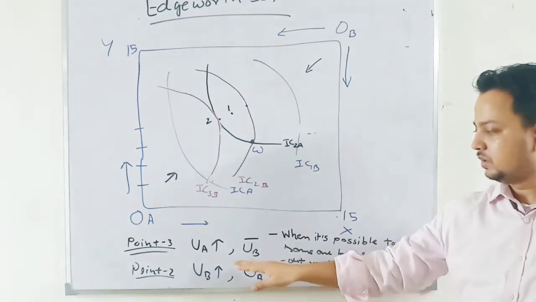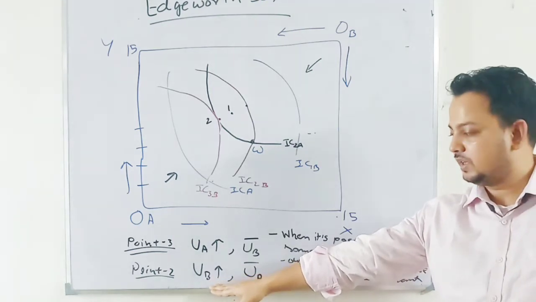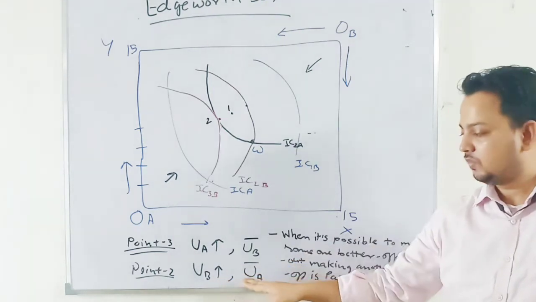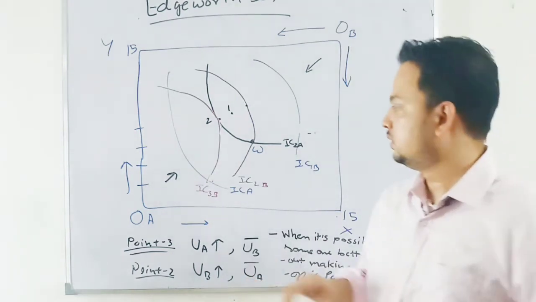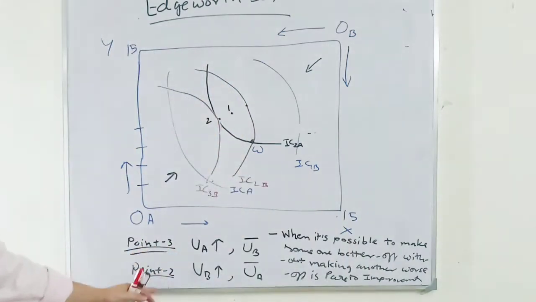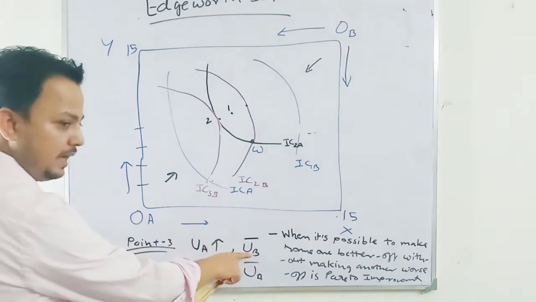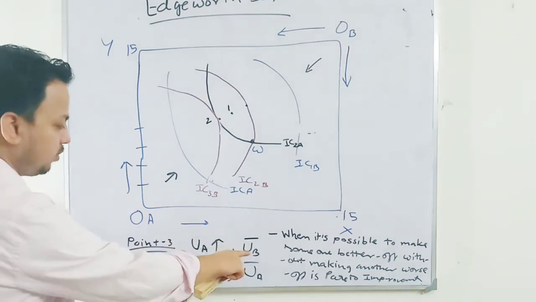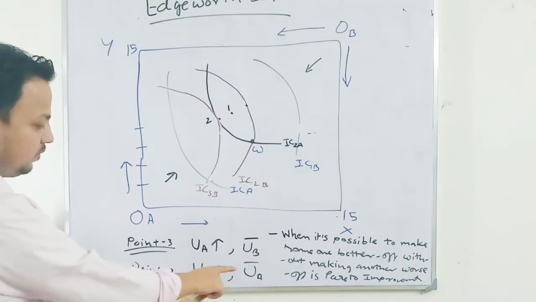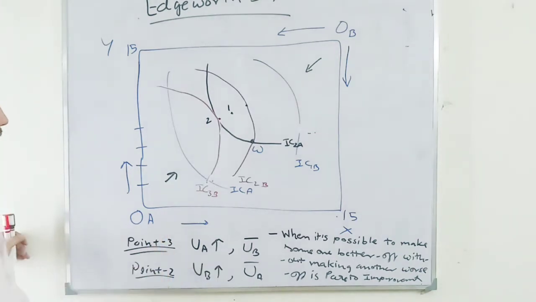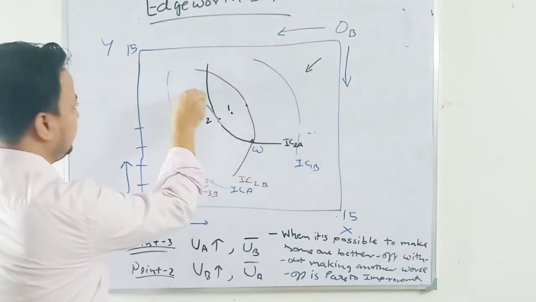So when it is possible to make someone better off, I repeat again, when it is possible to make someone better off without making another worse off, we have Pareto improvement. Now these two aspects are the same. Point number 3, improve the utility of A without any impact on utility of B, and point number 2, improve the utility of B without any impact on utility of A. Now I remove this one. So point 3 and point 2 are clear, right?